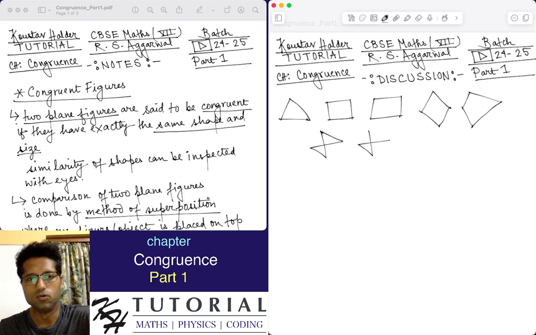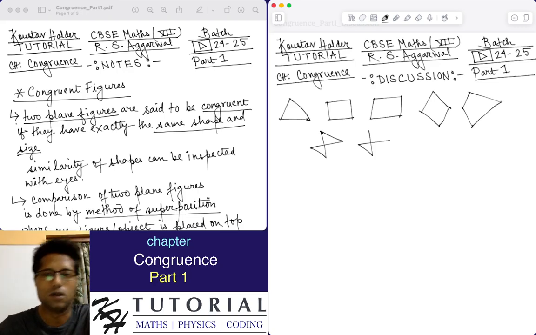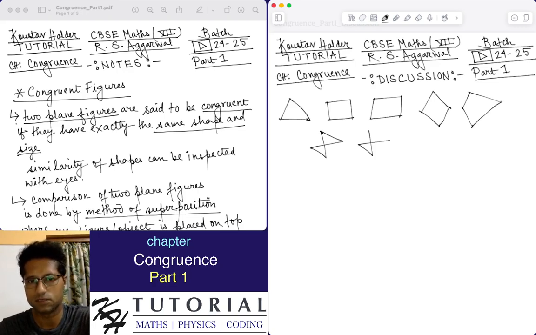Okay. Now two plane figures are said to be congruent if they have exactly the same shape and size. As you can see, all the plane figures have a shape and they also have a size. Shape we can inspect. We can verify the similarity between shapes by seeing with our eyes, but size we cannot immediately verify, whether the sizes of two plane figures are the same or not.